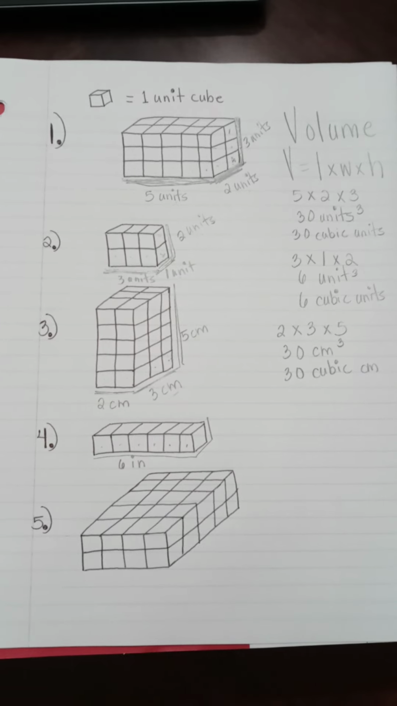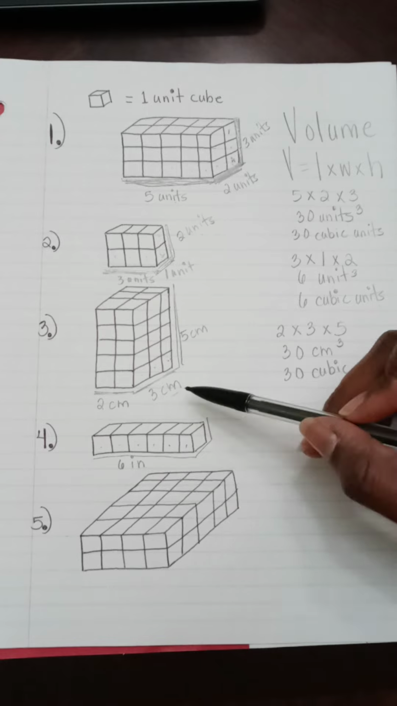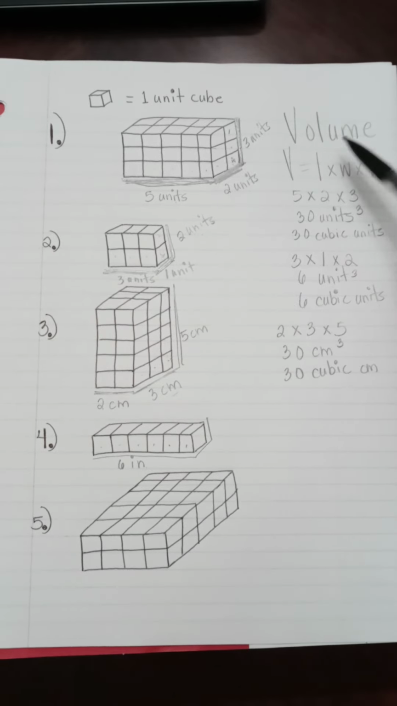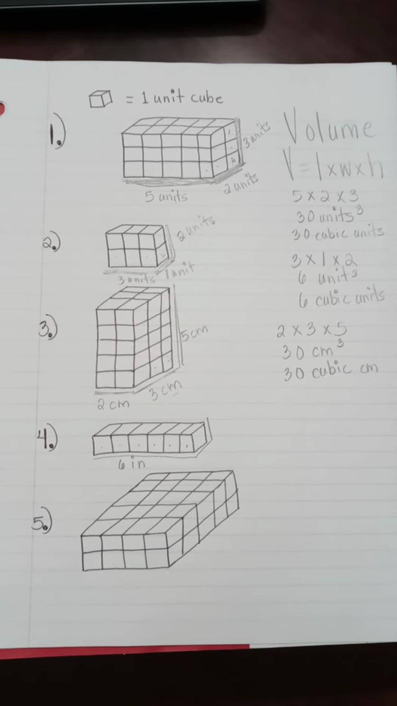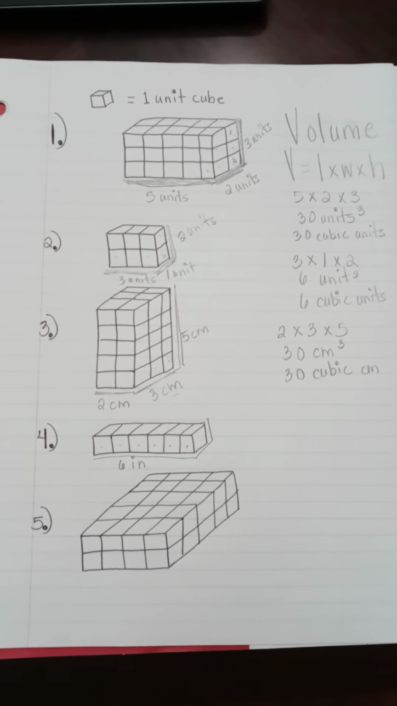On your assignments, if it does not have a unit, like inches or centimeters, you're going to write the word unit. But if it gives you a unit like centimeters or inches, you'll write that unit at the end of each unit cube that you count. Okay?